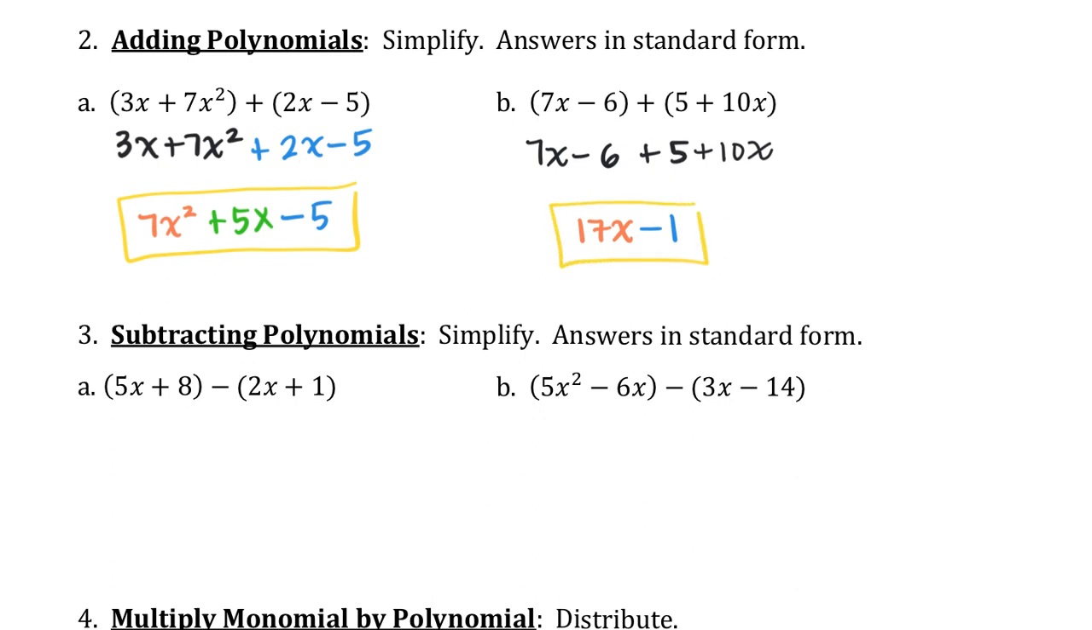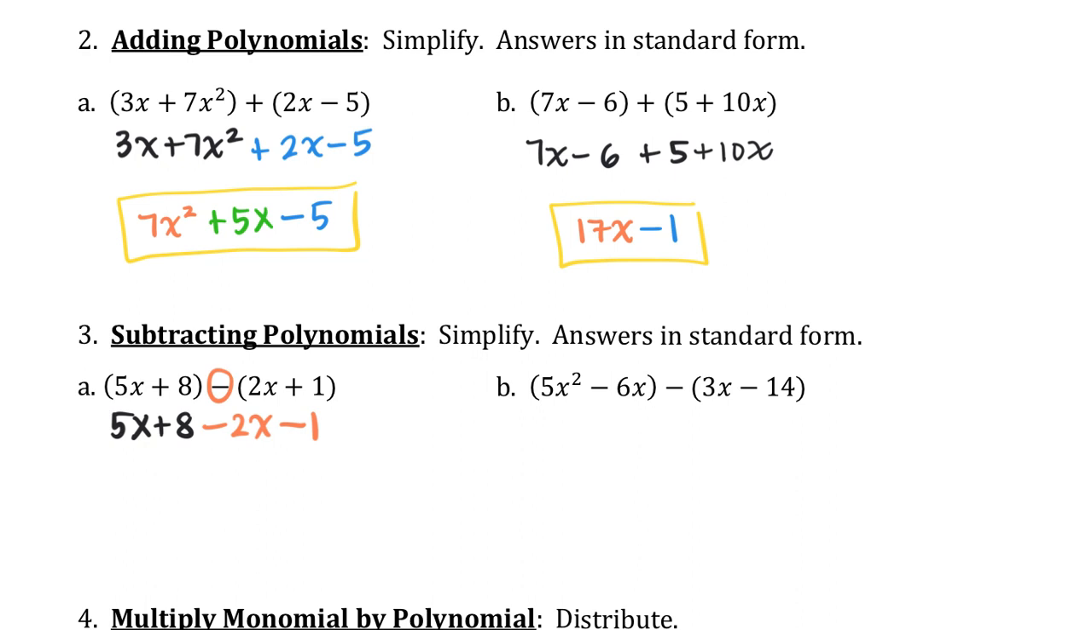Now next topic, subtracting polynomials. We're going to simplify in standard form. So I'm taking this polynomial and I'm subtracting this polynomial. It's just like adding, but when you subtract, you need to be much more careful with your signs. I'm taking the first polynomial, and then I'm going to subtract the next polynomial, which means I'm subtracting all the terms in the polynomial. So I'm going to subtract the 2x, and I'm going to subtract the 1. So I'm kind of distributing the minus sign.